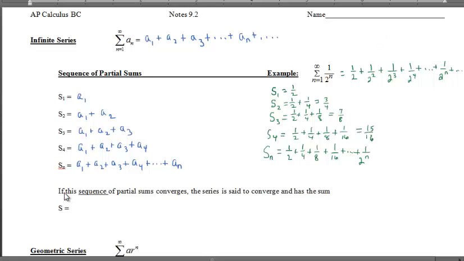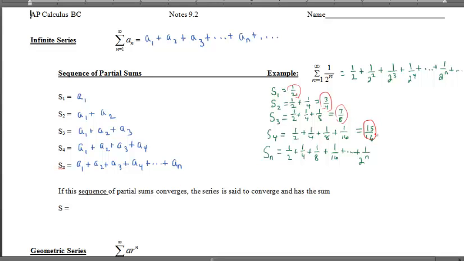Looking at this statement: if this sequence of partial sums converges, meaning take a look at just the answers here. Look at 1/2, look at 3/4, look at 7/8, 15/16. It's saying if this sequence, because I could create a sequence of these partial sums, converges, the series is said to converge and has the sum, and we'll write that down here in just a minute.